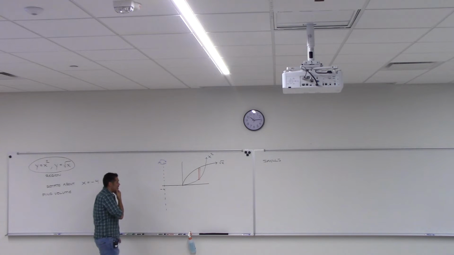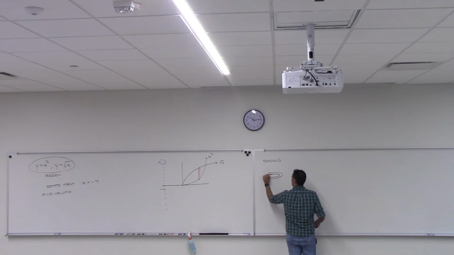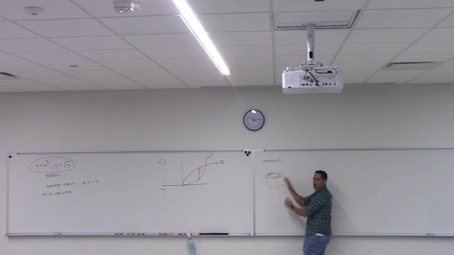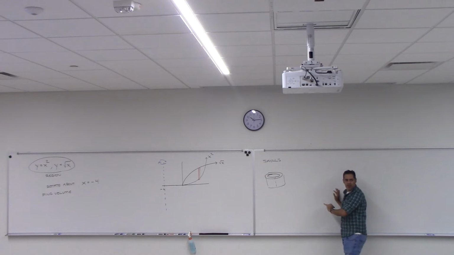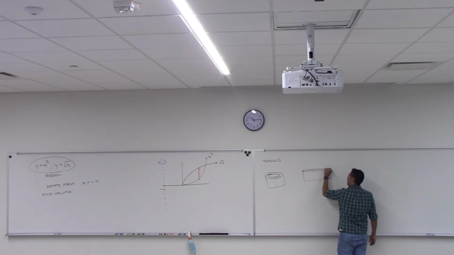Now, if you go back and look at last class, we had this idea of a shell, and then we cut it open and laid it out, and we came up with a formula for the shell. Do you remember what that formula was? 2 pi. Yeah, let me draw it again here. This is what happened when we laid it open.